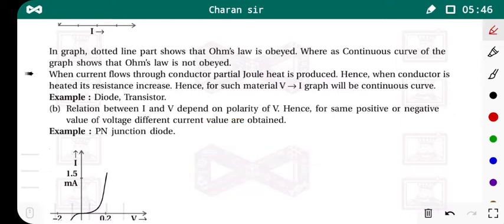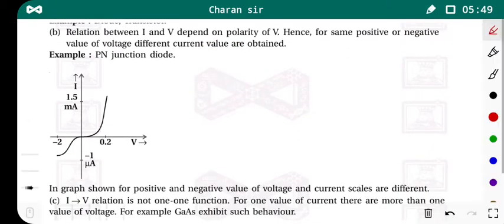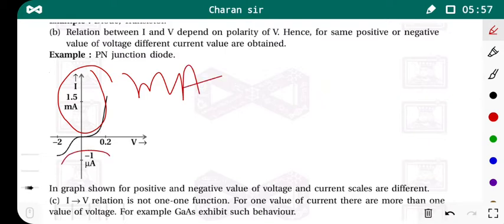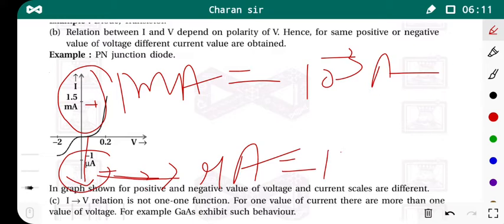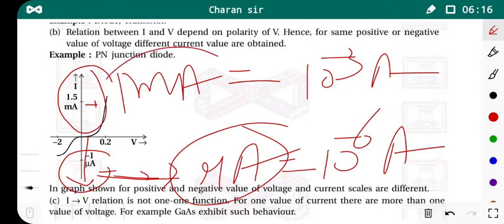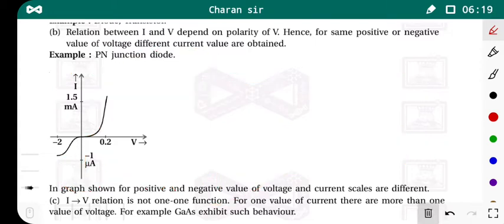We take one example. You can see here you have been given the graph. In this graph we notice that the current value in this axis is given in milliampere. In this case, this is the positive y-axis and this is the negative y-axis. In this axis the current value is given in microamperes. What is 1 milliampere? That is 10 to the minus 3 amperes, and 1 microampere is 10 to the minus 6 ampere. Microampere is a smaller unit compared to milliampere. So here you can observe that here you have milliampere current, and here you have microampere current.